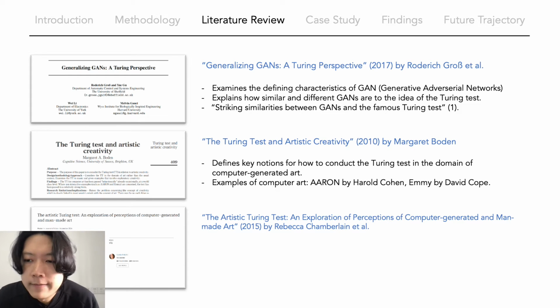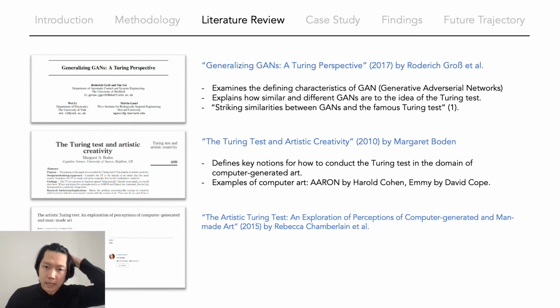Secondly, cognitive scientist Margaret Boden published this paper in 2010. Boden defines key notions for how to conduct the Turing test in the domain of computer-generated art, which will serve as the foundation for my project. And yet, since this paper is over 10 years old, the examples of computer artworks she presents are out of date and fundamentally distinct from the outcomes of the latest machine learning algorithms. So I believe it's appropriate to investigate the most recent AI-generated images under the lens of Boden.